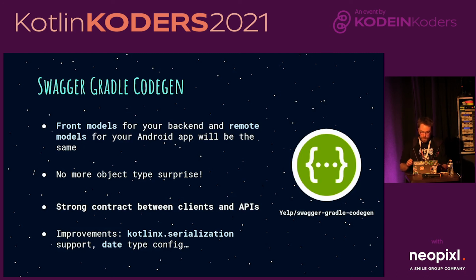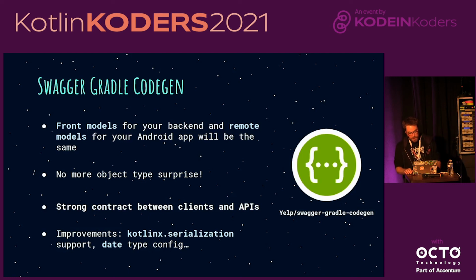Like this, you won't have any more surprises, like the backend changing the route or the data and surprisingly breaking all your application. Here you will have a strong contract between your clients and your API. There are so many improvements we can do with Swagger CodeGen, like adding support for Kotlin serialization, some date type configuration, and so on.